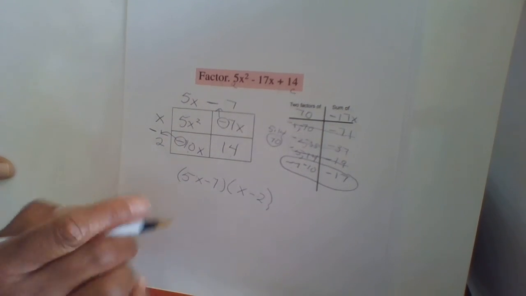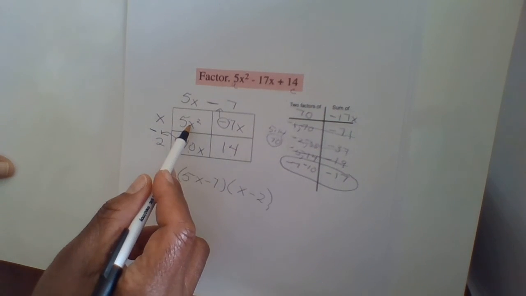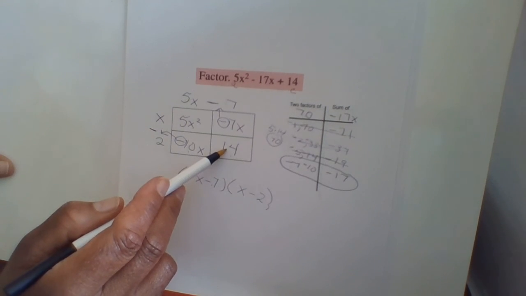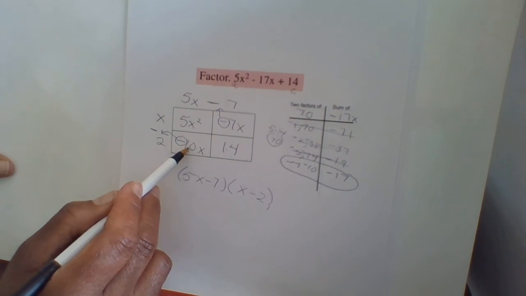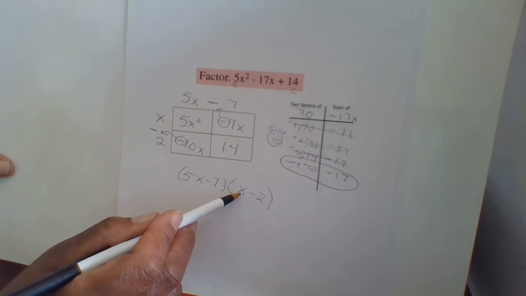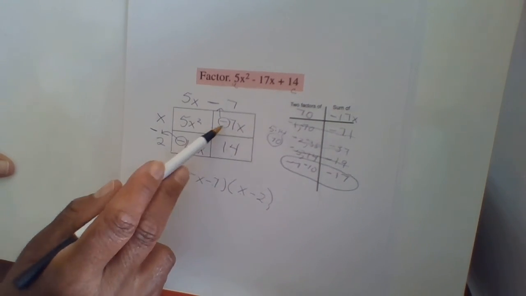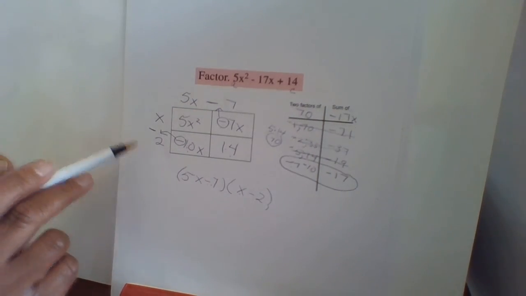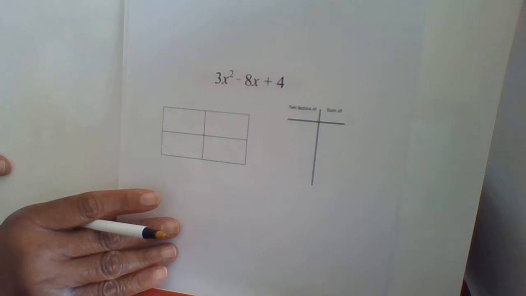And here again, you want to make sure you check the product. 5x times x is 5x squared. Negative 7 times negative 2 is 14. 5x times negative 2 is negative 10x. And negative 7 times x is negative 7x. If I combine these two like terms, I end up with negative 17x. So it checks out. So now it's time for you to try one.